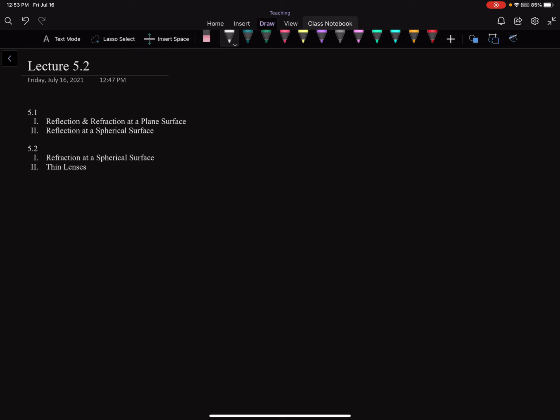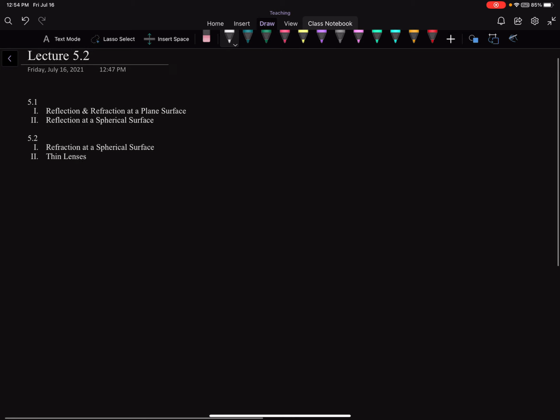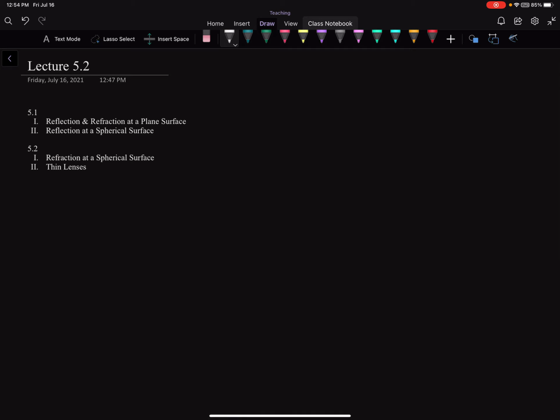To achieve the image that's desired from the typical object that is pointed at. So telescopes, binoculars, cameras, they're all examples of this. But we're going to build up from the basics, just like we did before.